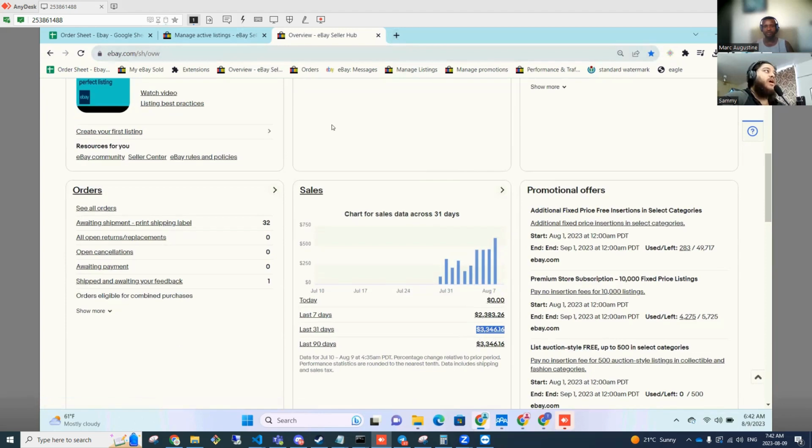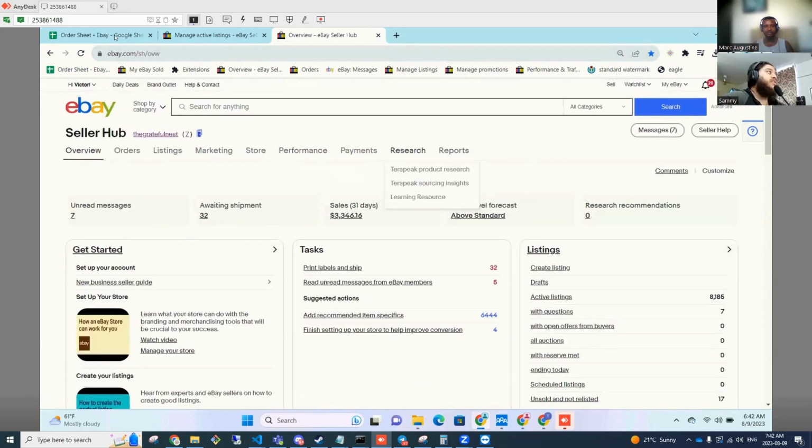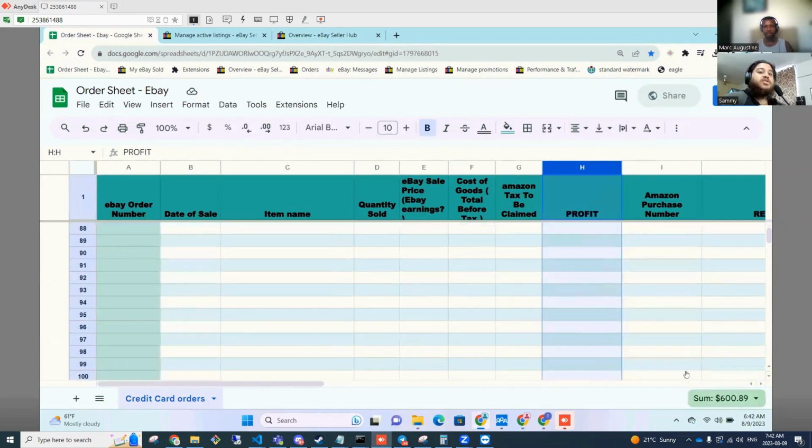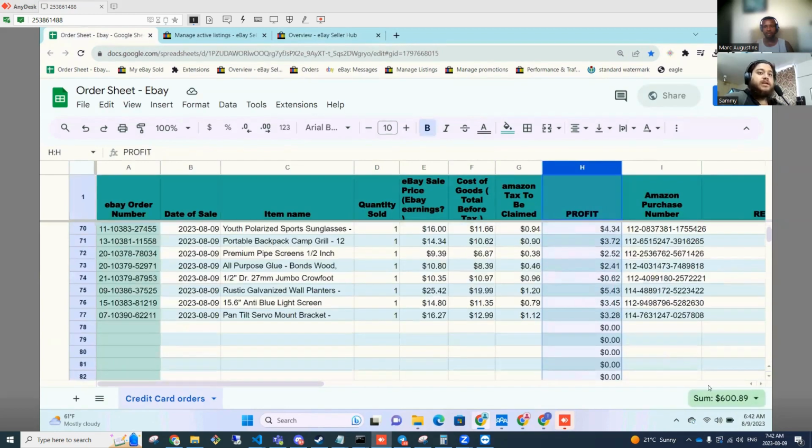And if we look at our data sheet, our profit sheet, because I think that's what everybody wants to see, right? We type the eBay price, and then the cost of goods, and then we write down the tax, and then we subtract these together, and we get a profit. So what we can see is our profit so far. It says 600, but it's not 600. Like, I'll tell you why. We didn't make $600 in the last 11 days.